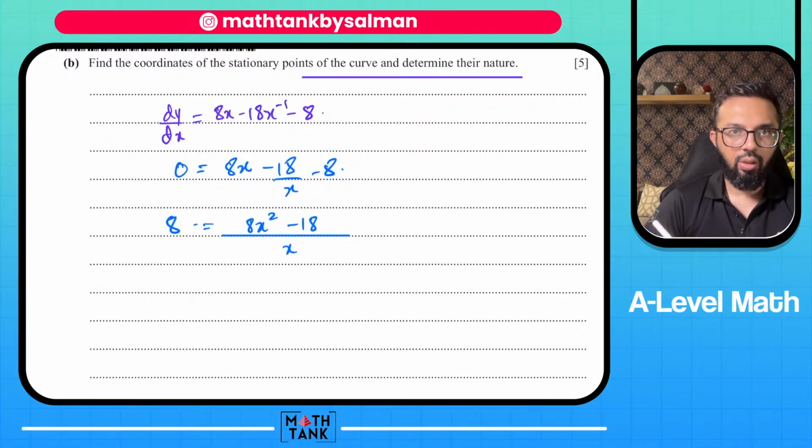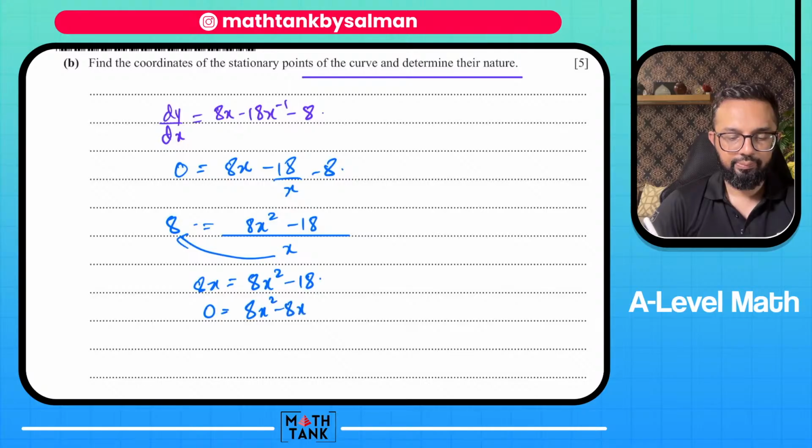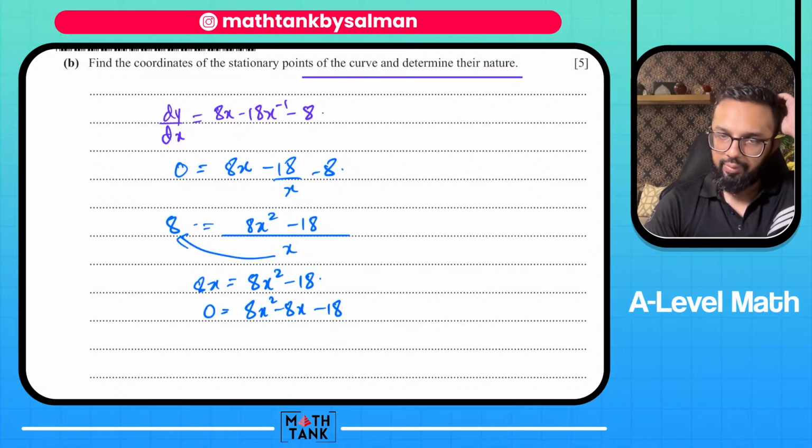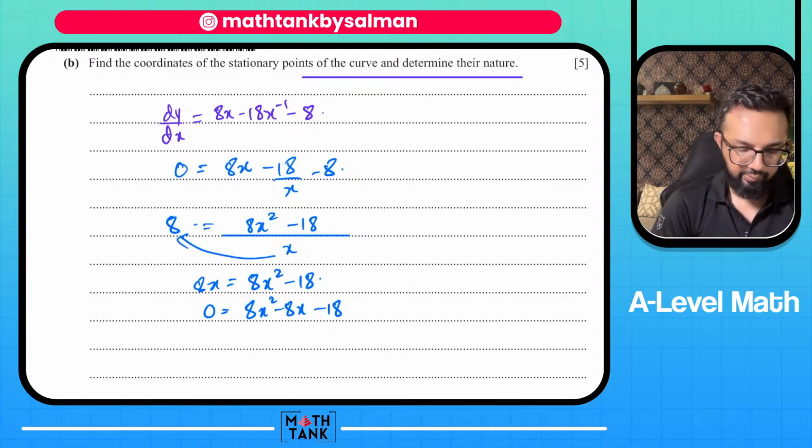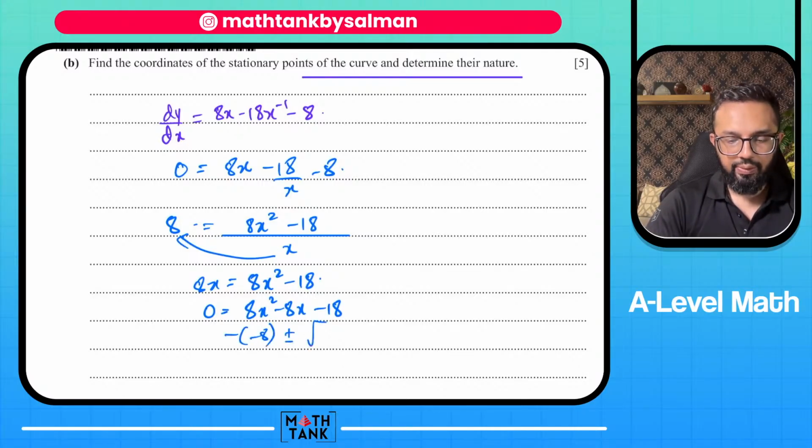Okay, so I've taken a common denominator for the first two terms, cross multiplying. Minus b plus minus b square minus 4ac.